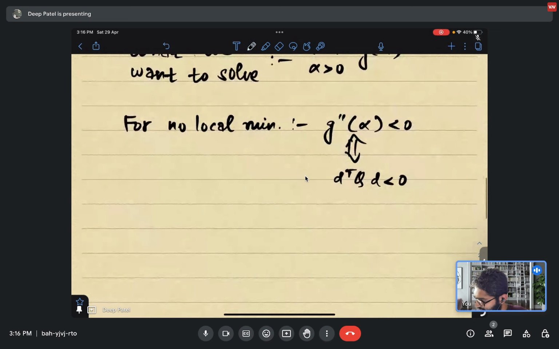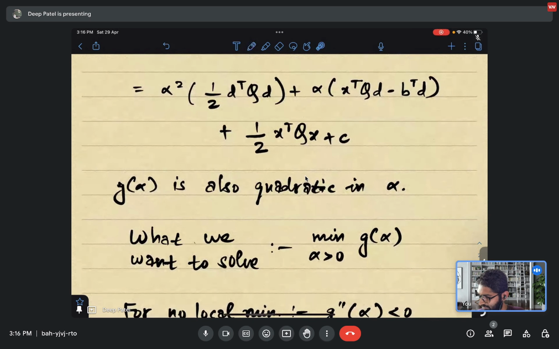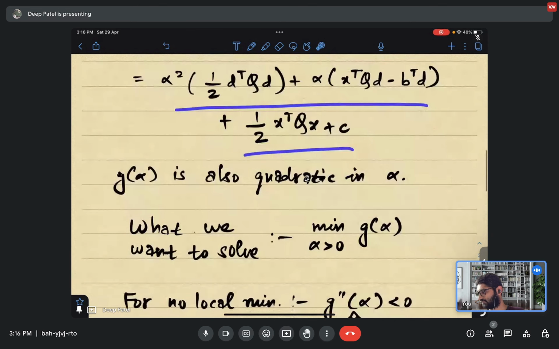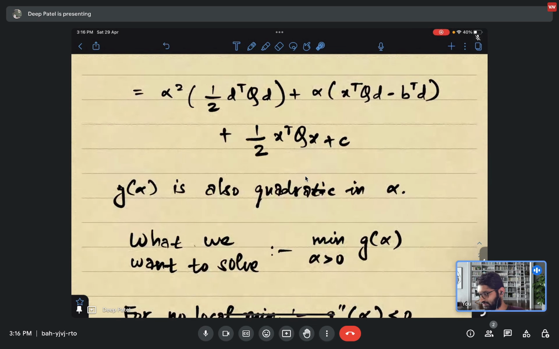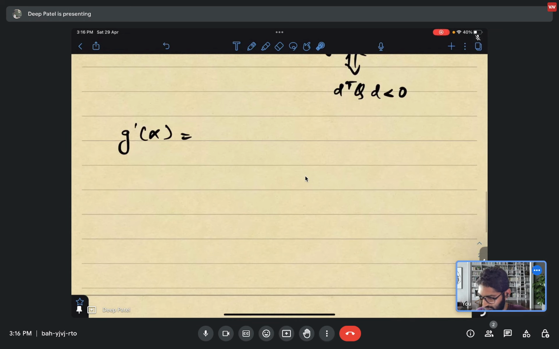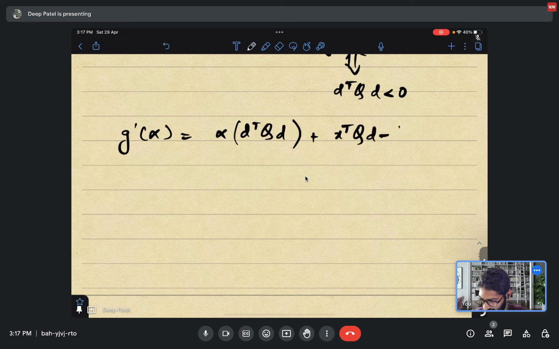Okay, and let's just come back to the first order condition. So g dash alpha will be what? Again, it's just a 1D function of alpha. So how do we compute the derivative? It's just the usual derivative, right? There's nothing complicated here. So alpha times d transpose Qd plus x transpose Qd minus p transpose d, and we want to equate it to 0.